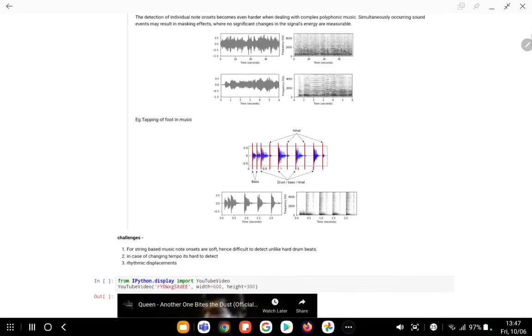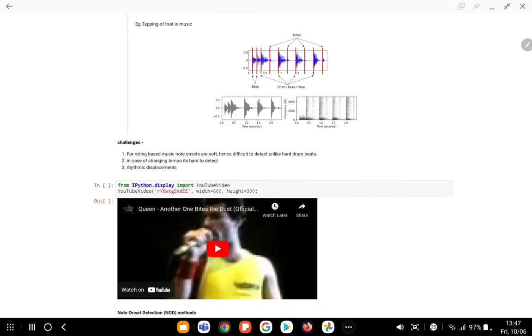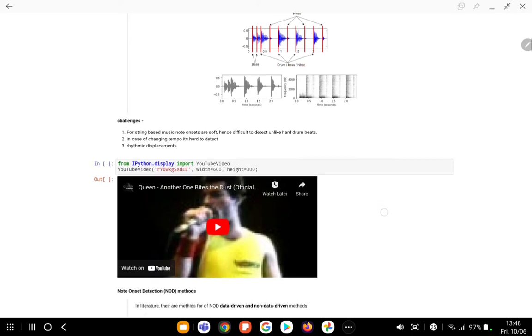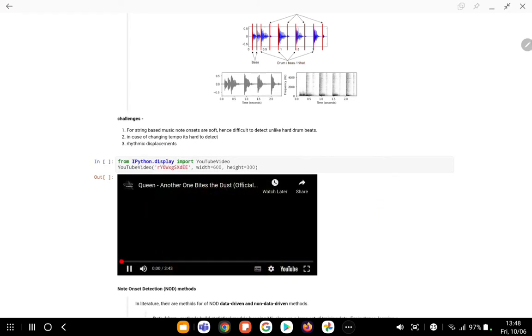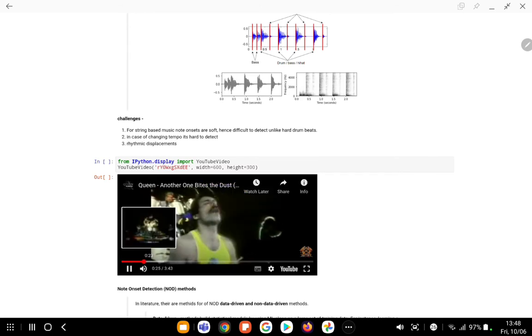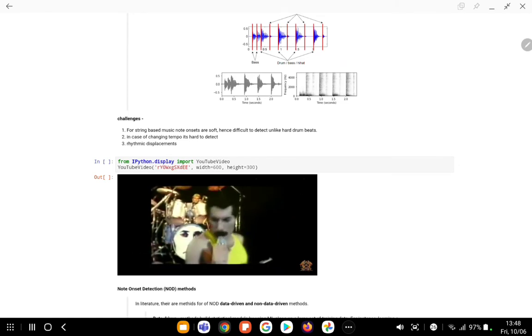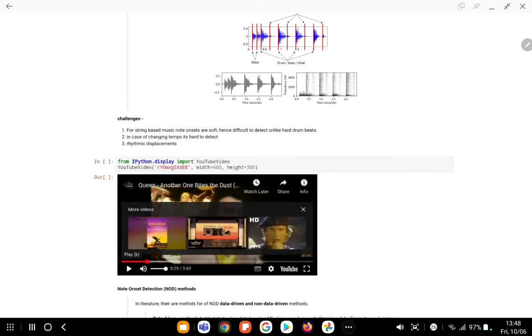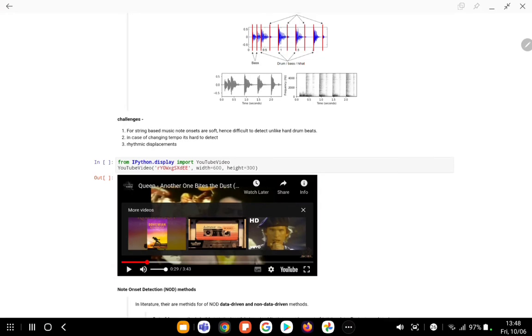So let's look at an example. This is a Queen example, Another One Bites the Dust. It's a clear example because here we can listen to the beats clearly. Let me play the example and then I'm going to count. You can see the thumping sound. Those are beats, or rather note onsets, and we are going to determine the beats based on that.